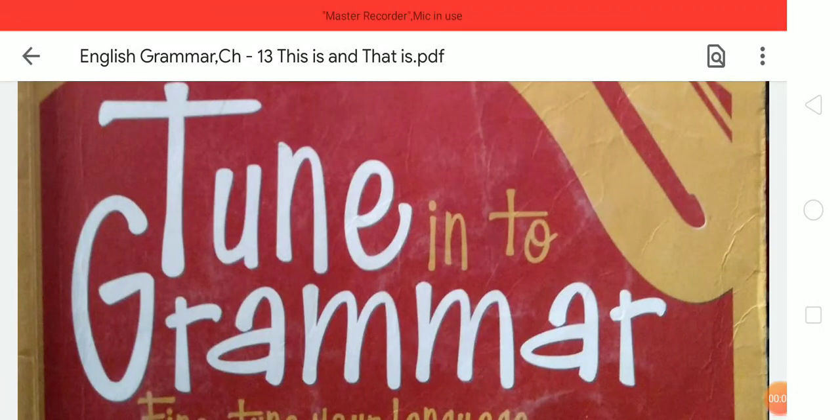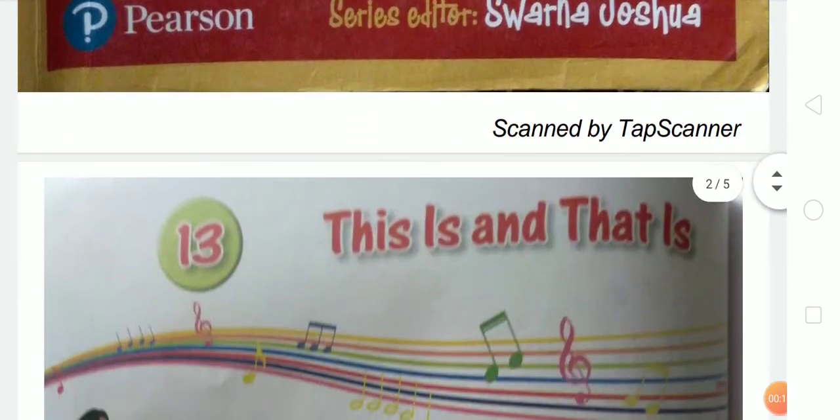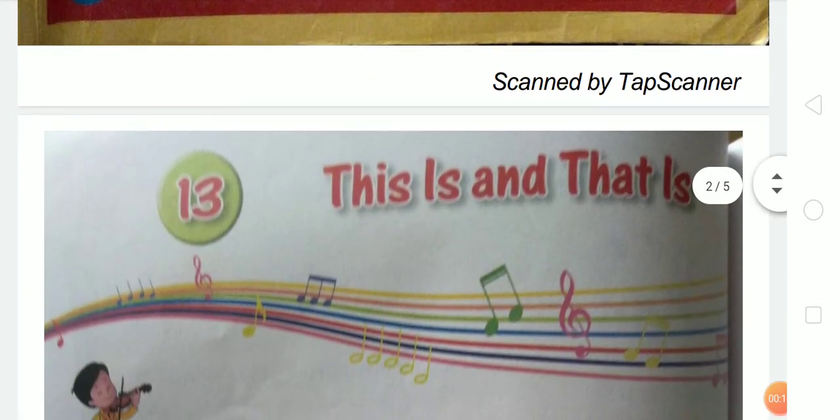This is your subject teacher of English, and today we are going to learn the new topic which is given in your English grammar book. So students, for that you have to take out your English grammar book and open chapter 13. The name of chapter 13 is This Is and That Is. In this chapter we have to learn the uses of this is and that is. First of all you have to know about this is and that is.